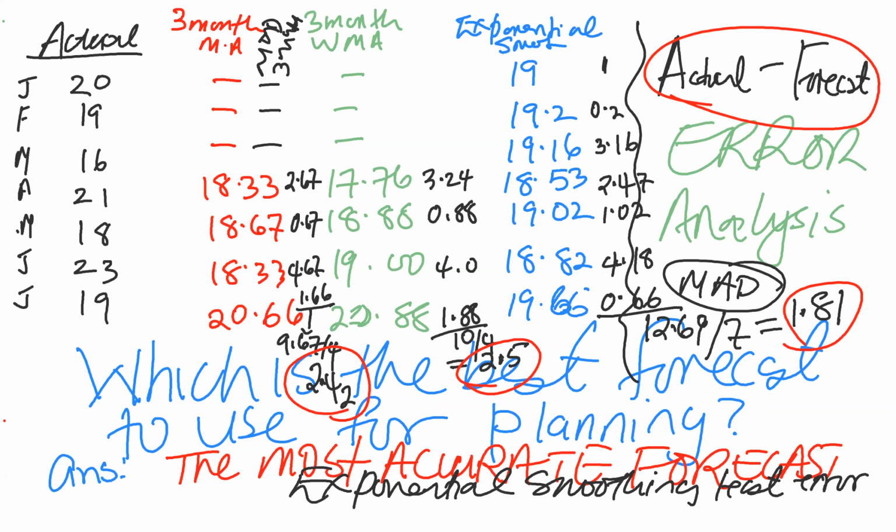you're going to recommend the one that has the least error, as measured by one of the error analysis methodologies, in this case, the MAD. And the MAD gives you the least error in the exponential smoothing of 1.81, as compared to 2.42 in the 3-month or 2.5 in the 3-month weighted. So note it is the method that you are recommending, not the error, but you're using the error to determine what to recommend.